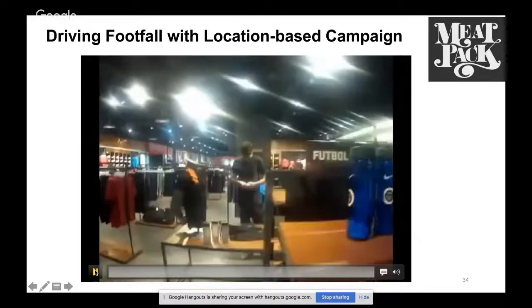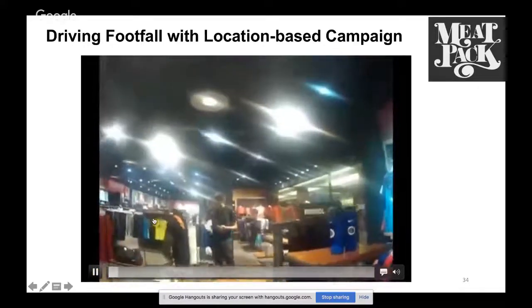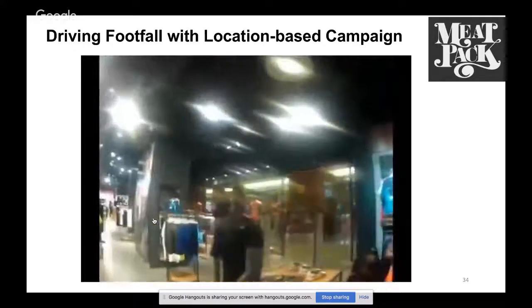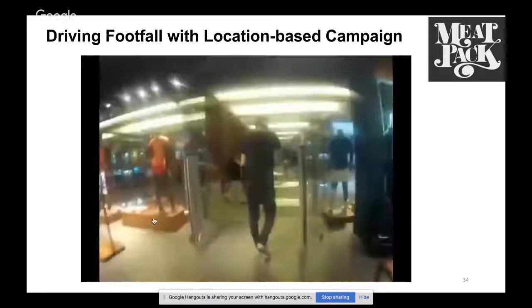Yeah, I'm in the Nike store. There he is. He's getting the message. There's a promotion for BPAC. I think so. Yeah, we got him. Sick bubble gum!